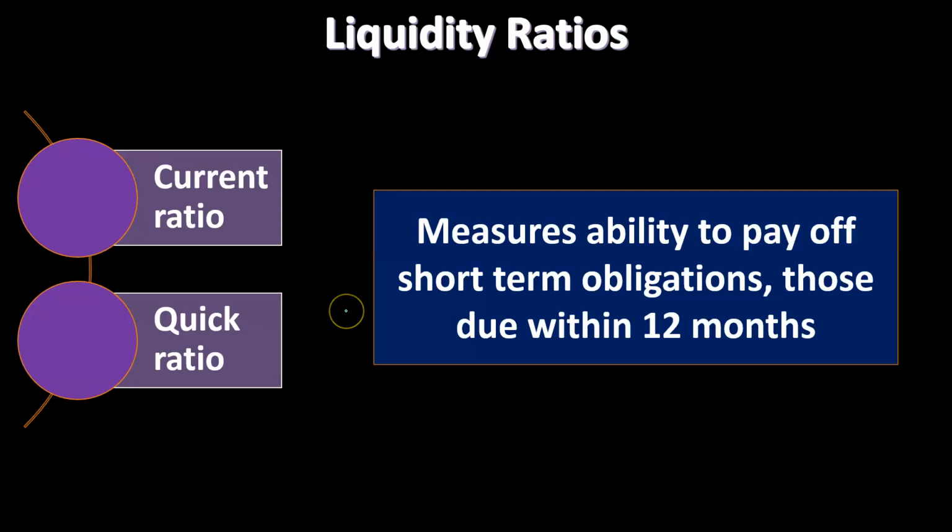And then we've got the liquidity ratios. These include the current ratio and the quick ratio. These are probably two that people learn quickest, because liquidity is one of the big concerns that's always a concern, meaning, do we have enough money to pay off the debt that's going to be coming due within the next 12 months? So it's going to measure the ability to pay off short-term obligations, those due within 12 months.